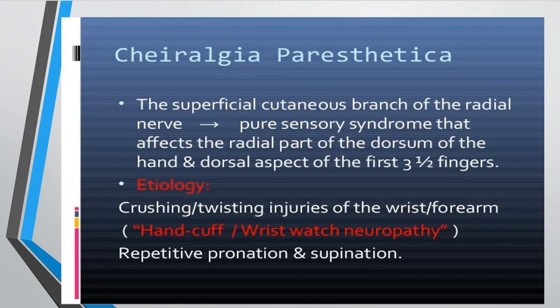We also know about a condition called cheiralgia paresthetica. It involves the superficial cutaneous branch of the radial nerve. It is a pure sensory syndrome that affects the radial part of the dorsum of the hand up to the first three and a half fingers. Etiology: crushing and twisting injuries of the forearm, handcuff or wrist watch neuropathy. Repetitive pronation and supination can also cause this kind of cheiralgia paresthetica.